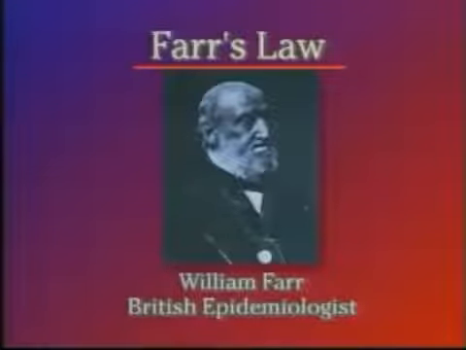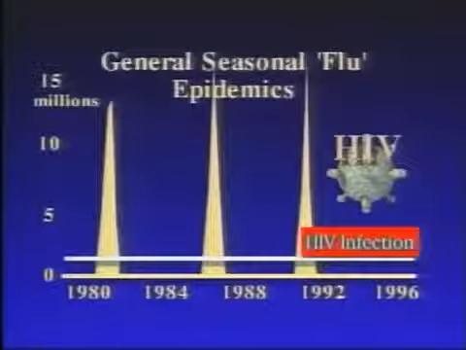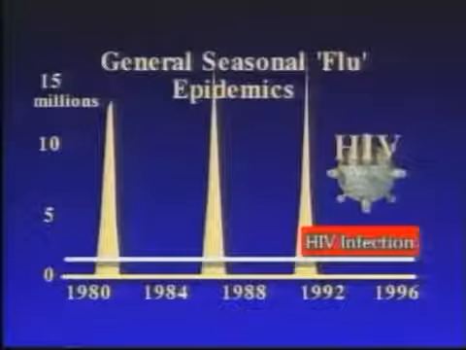Farr was a British epidemiologist, William Farr, in the first part of the 19th century, who noted when a new epidemic comes into a population, like AIDS is said to be new, or the virus causing it is said to be new as well, then it spreads exponentially in that population. Translated into current tabloid newspaper reporting, it explodes into that population, like a seasonal flu epidemic. That's what Farr's law says. But if a microbe and a disease is long established, then it's old.